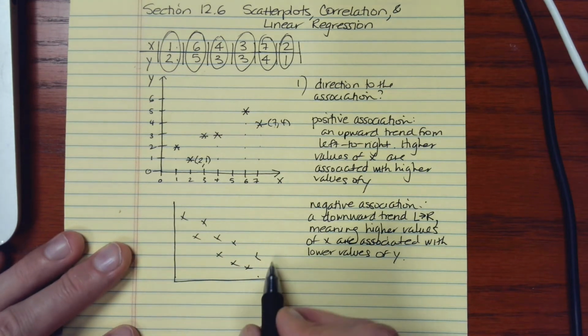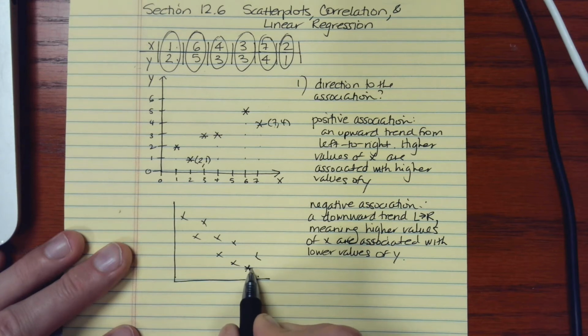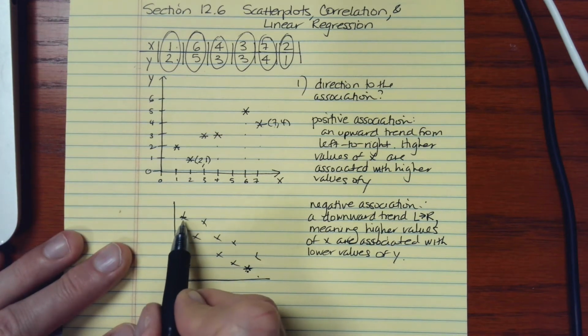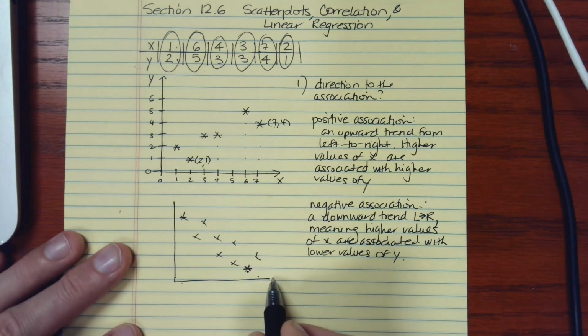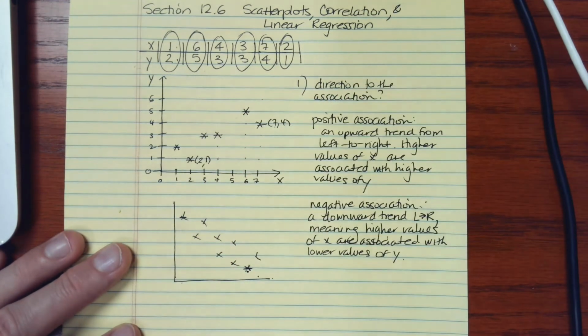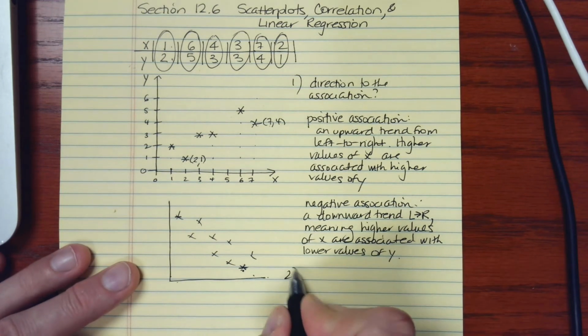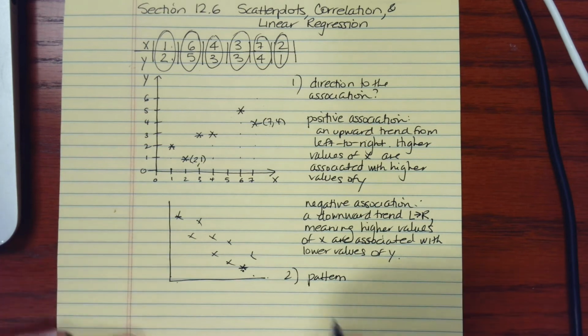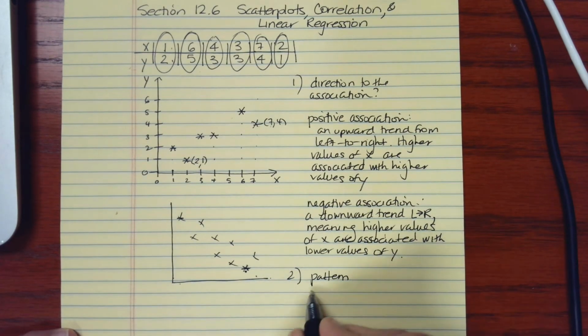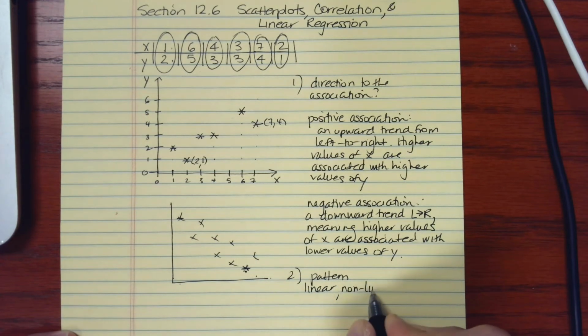Now in this case, this point here would have a high x value but a low y value, as opposed to, for instance, this one, which would have a low x value but a high y value. So this is a downward trend and this is an upward trend. The second thing that we could look for is a pattern. And I'm going to keep it simple and just say that our options here are linear, nonlinear, or just no pattern at all.